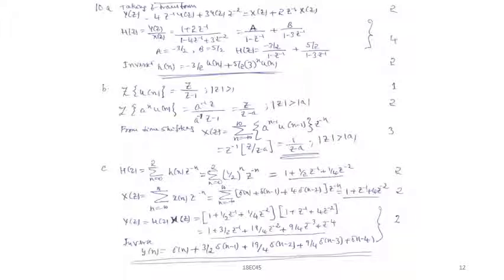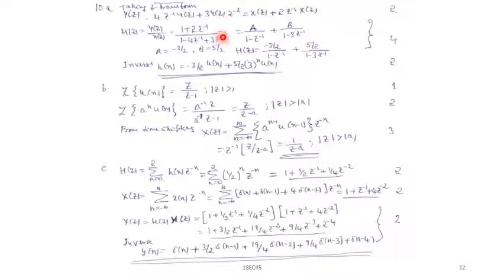So we'll get the Z transform of this, you know how to take the Z transform: Y(z) minus 4z^-1 Y(z) plus 3 Y(z) z^-2 is equal to X(z) plus 2z^-1 X(z). You know the transfer function is given by Y(z) by X(z). Get this equation.